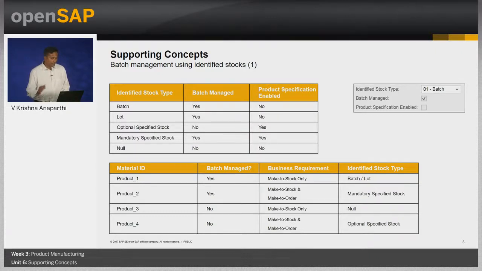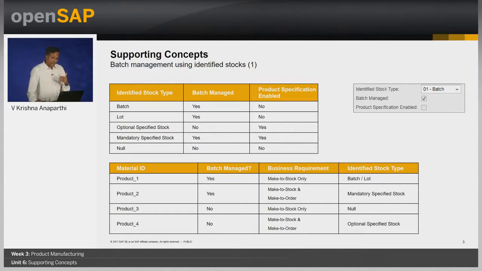In case I have a product which is batch managed but the business requirement is to build to stock as well as build to order, then I should select my stock type as mandatory specified stock. If I have the product as product 4 which is not batch managed but has the business requirement to build to order as well as build to stock, then I have to select my identified stock type as optional specified stock.